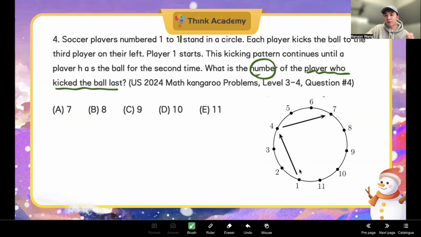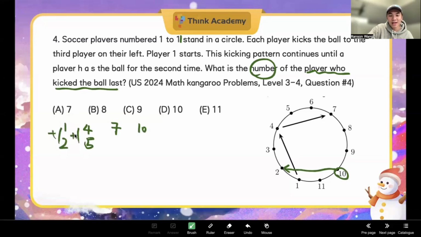Let's first follow this pattern. The first one is number 1. You plus 3, you kick it to the fourth one. Then you plus 3, kick it to the seventh one. Then plus 3, you kick it to the 10th one. But be careful: the 10th one plus 3 kicks it to the second one. That's another whole cycle. From the second one, you plus 3, that's 5. Can you see the pattern? Each cycle starts one higher, right? Following this pattern, 5 plus 3 is 8, and 8 plus 3 is 11.